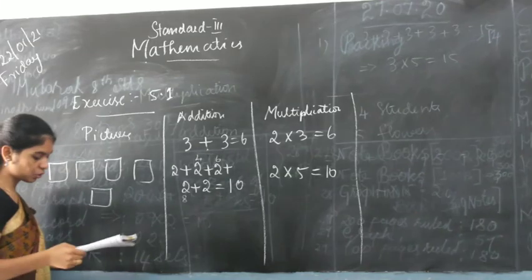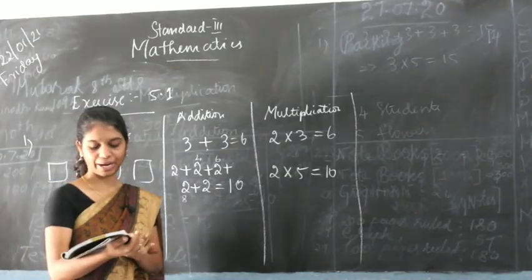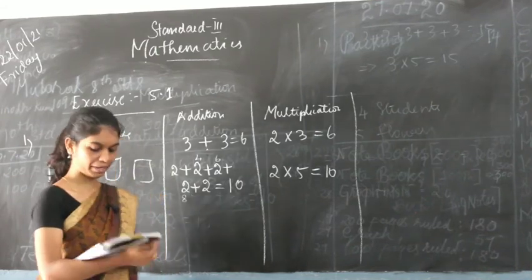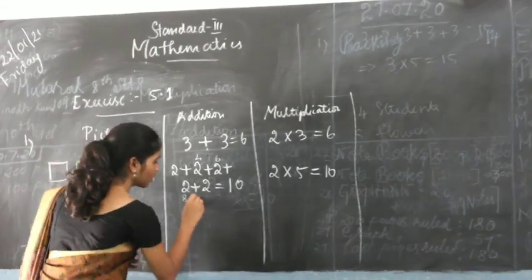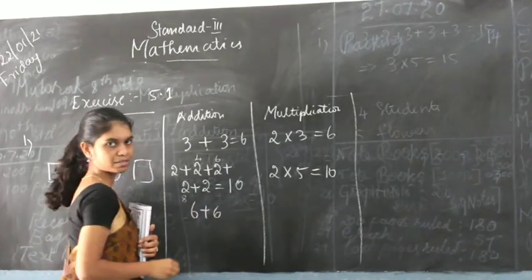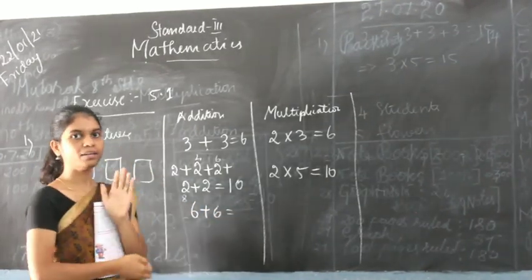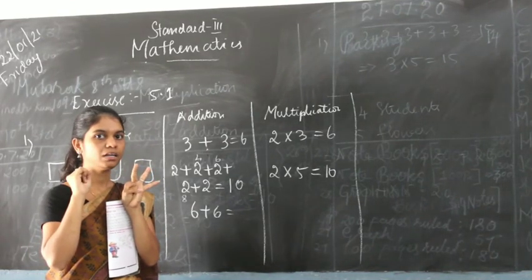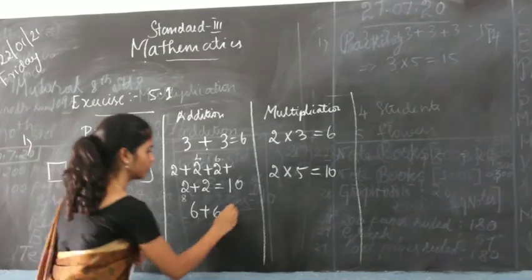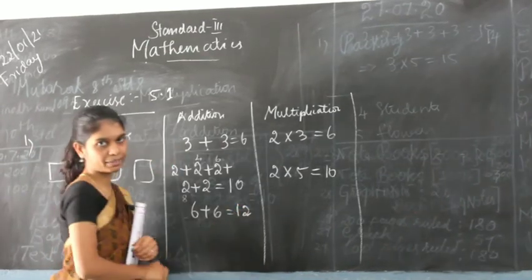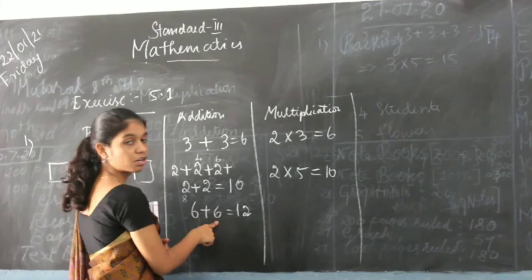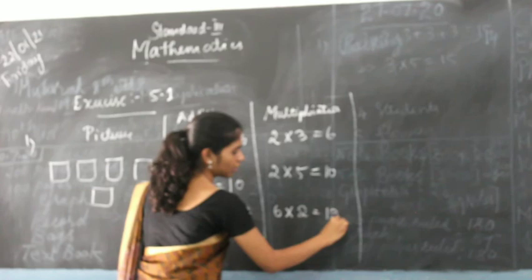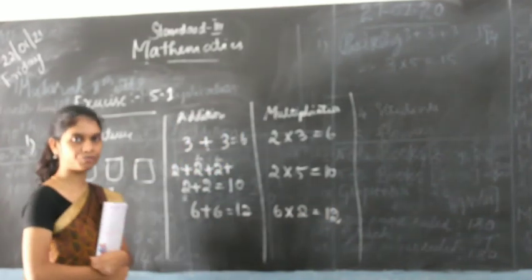Now next you can see that there is ducks, right? There are 2 set of ducks and each set has 6 ducks, right? So in addition you can write 6 plus 6, right? Now 6 in your mind, 6 in your finger. 6 after 7, 8, 9, 10, 11 and 12. In multiplication how you can write? There are 2 sixes. So 6 into 2. 2 6 are 12.